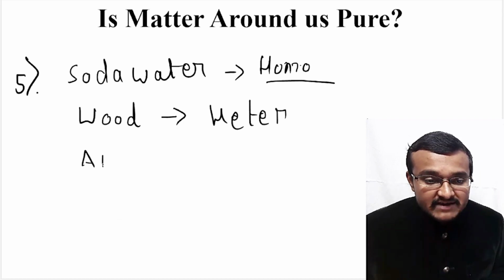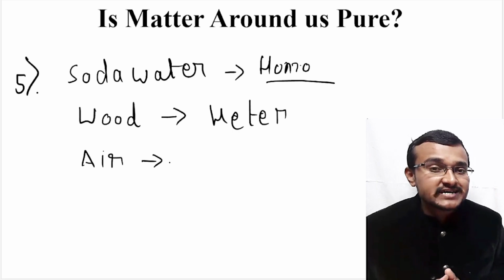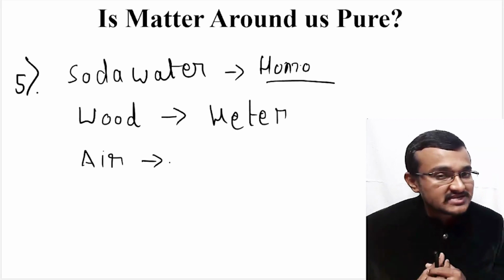The third one which they have given here is air. So here air is a homogeneous mixture because air contains so many gases in it and these particular gases are homogeneously mixed with each other.